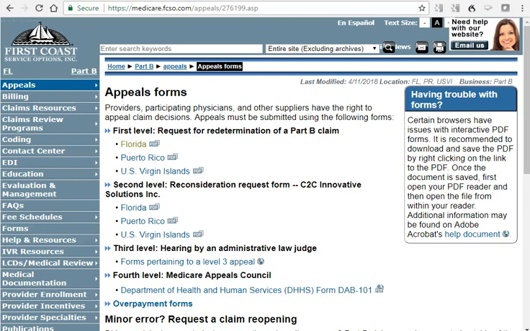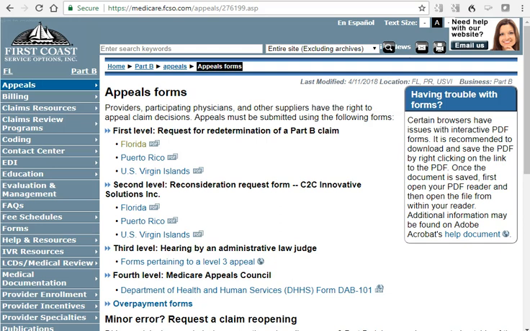Welcome to the session on identifying information required for an appeal. Essentially, this information is the same for each payer. It's just that the format is slightly different.